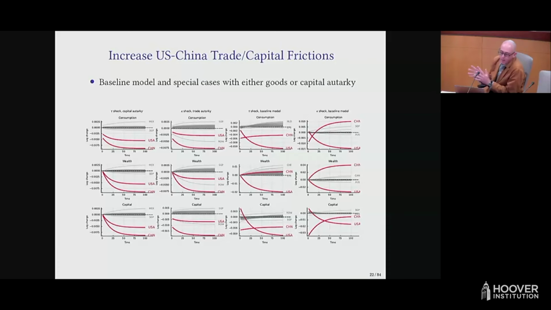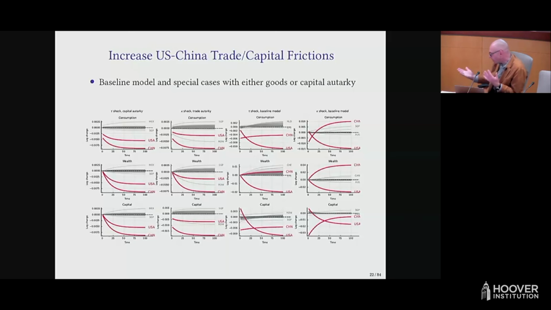So let me show you what happens when you're in capital autarky in the first column here. Well, firstly, let's focus on an increase in trade costs between the US and China. Well, you get static welfare losses in both the US and China. Those are the standard foregone static gains from trade when you put trade frictions. And China loses more than the US. Why? Because the US market is much more important to China than the Chinese market is for the US.